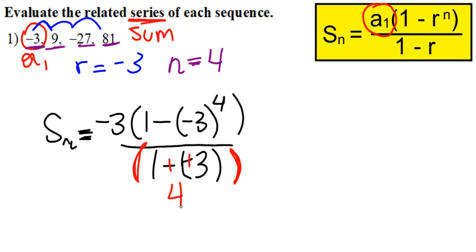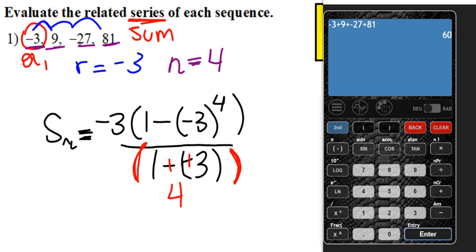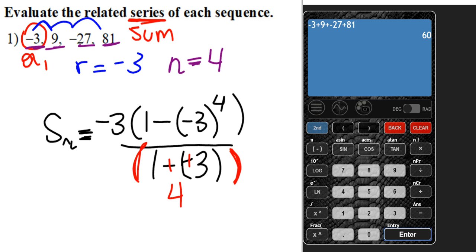So let's look at the calculator. And let's go negative 3 times 1 minus, and I'm going to put this negative 3 inside parentheses. We want to make sure negative 3 is inside parentheses so it can all be raised to the 4th power. Close off the top parentheses and then divide. Now, if you're going to type in the original problem, you need parentheses around that. But since we simplified and cleaned it up to just 4, that should work. Notice it gives me 60, and that's the answer.